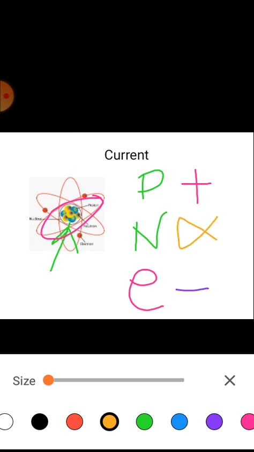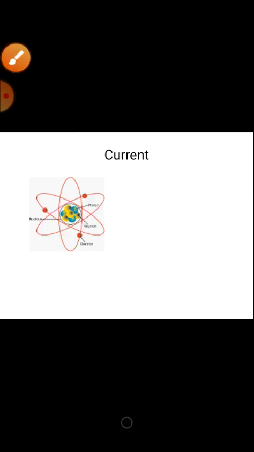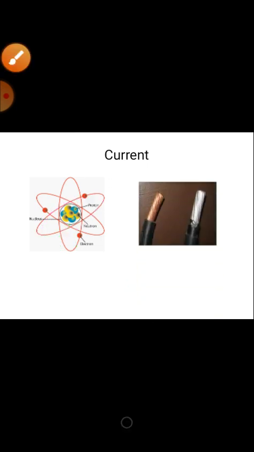The electron at the outermost orbit is loosely bound to the nucleus, so it is easy to move that electron. It is called a free electron. Materials which have a large number of free electrons are called conductors. Examples of conductors are copper, aluminium, silver, or gold.